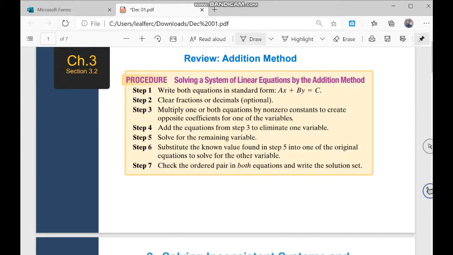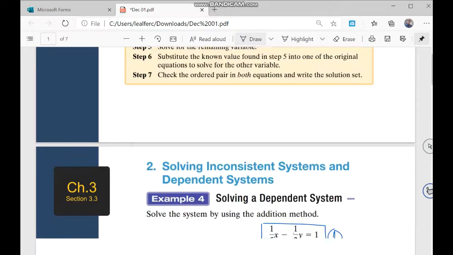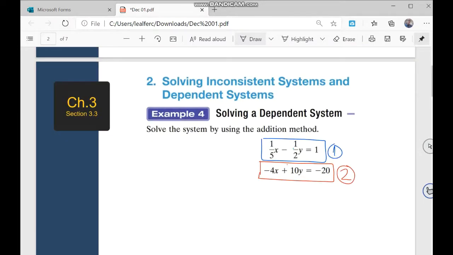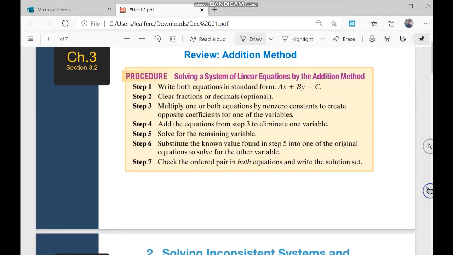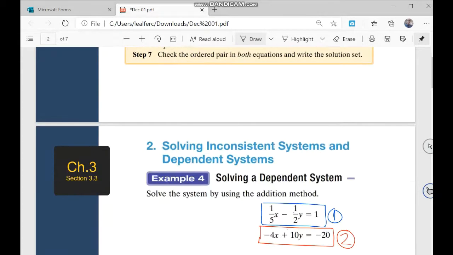Step 2, clear fractions or decimals. We have some fractions here, but actually the second step is optional, and we can do this together with step number 3. We can clear fractions and multiply one of the equations or both by a number. Okay, so let's skip step number 2.